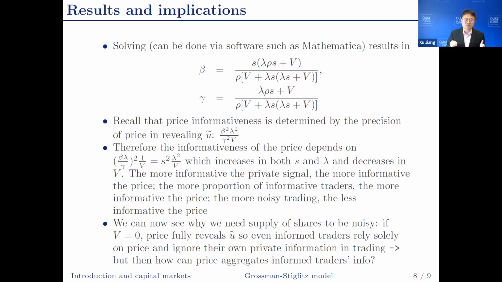Now, this is a technical assumption, but in reality, we can also find assumptions to justify the noisy supply. For example, you could trade for non-information based reasons. For example, you need money to buy a house, you need money for medical treatments, so you need to sell shares. Or you win the lottery, and then you have a lot of money, so you want to buy shares. Those are non-information based trading, which explains the noisy supply.